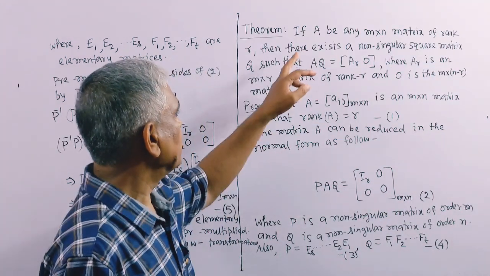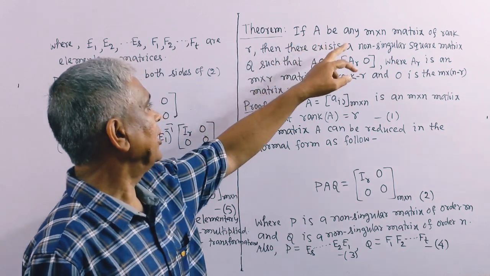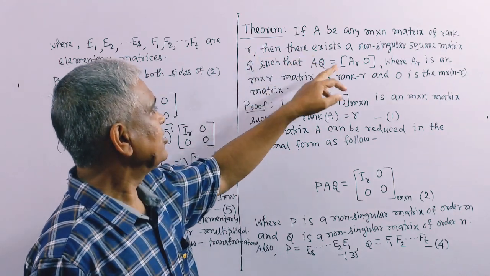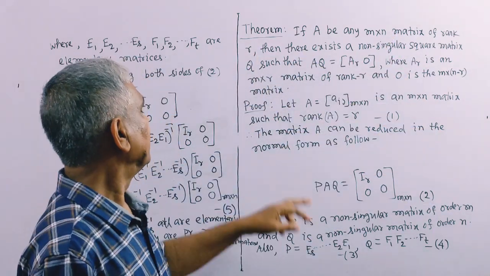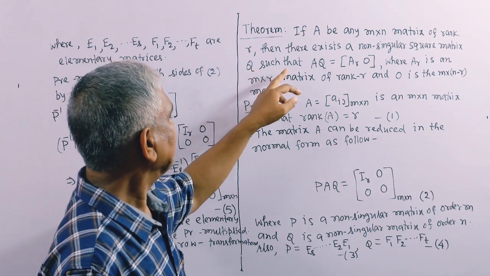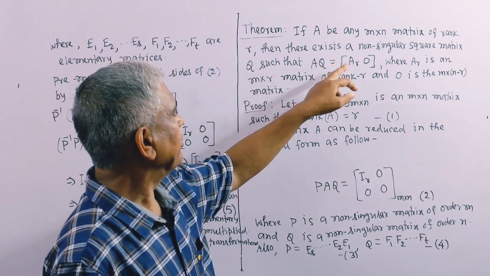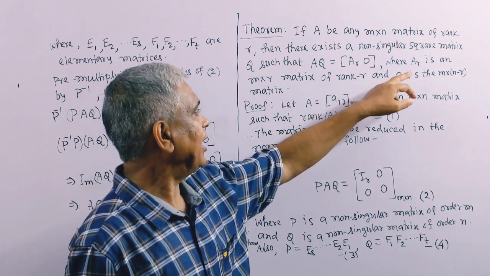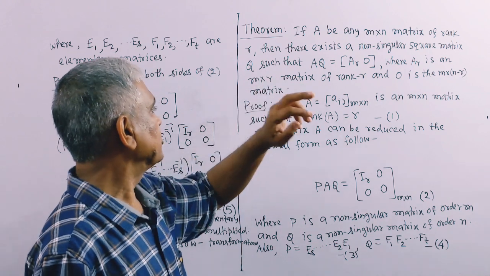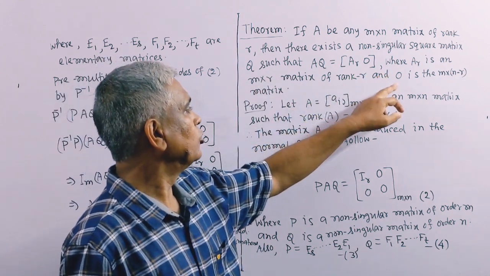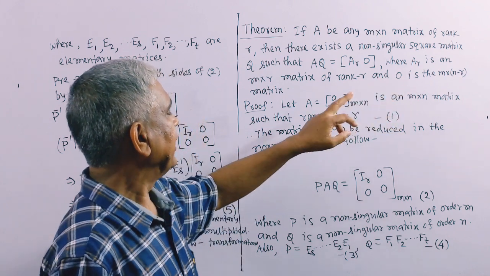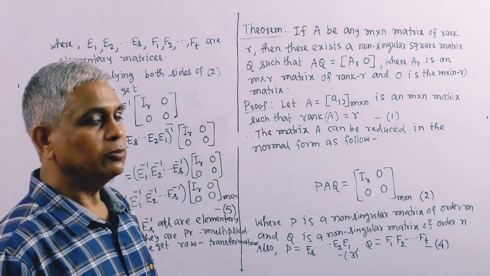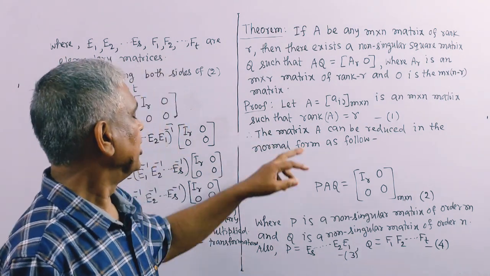Now we prove the next theorem. The next theorem is: if A be any m by n matrix of rank r, then there exists a non-singular square matrix Q such that AQ equals a matrix [AR 0], where AR is an m by r matrix of rank r and 0 is the m by n minus r matrix. Now we prove this.